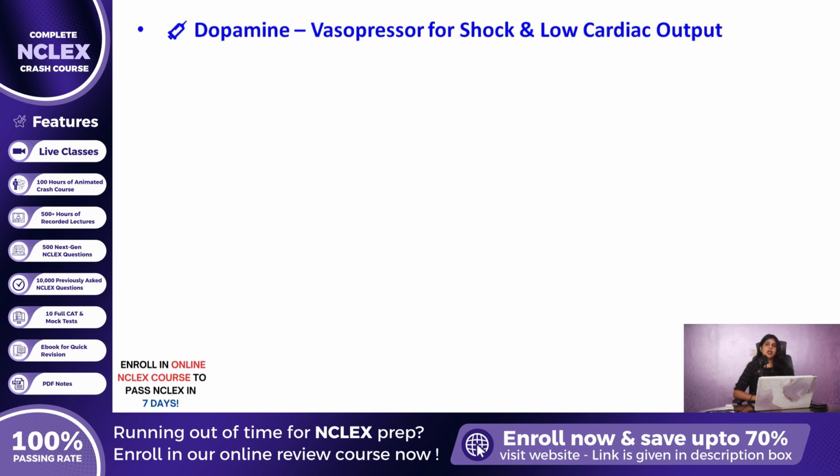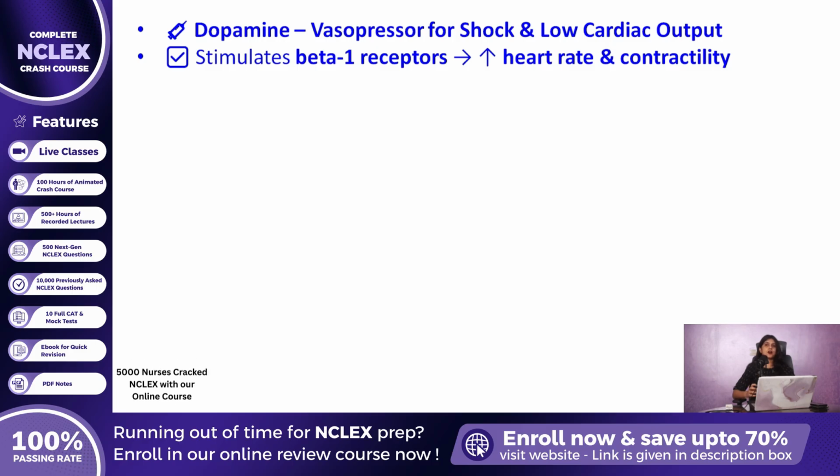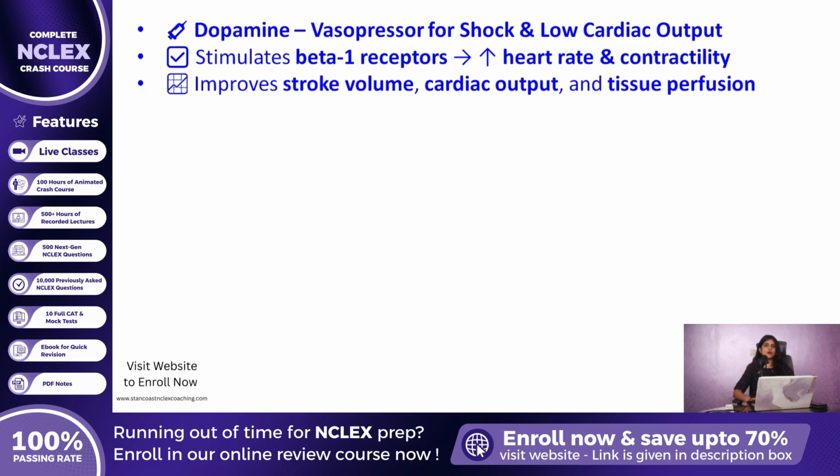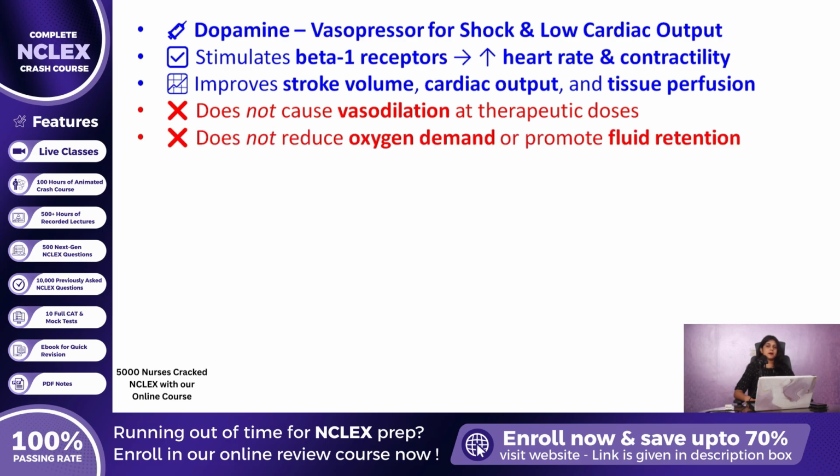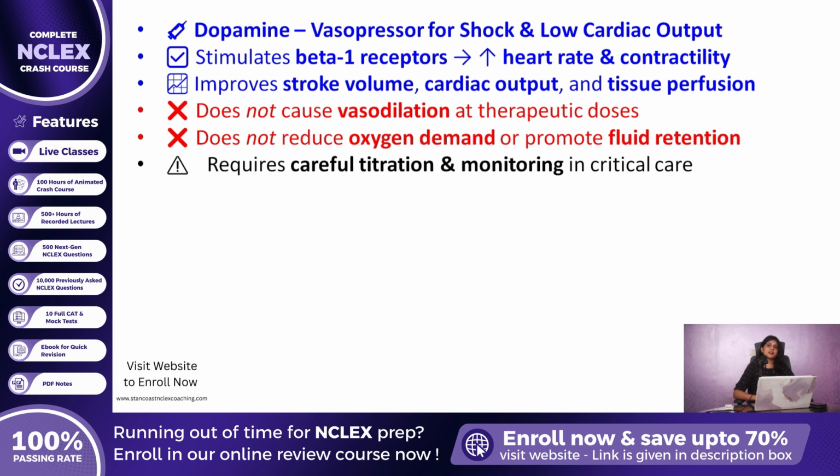Here is the rationale. Dopamine is a vasopressor used to treat hypotension, shock, and low cardiac output states. It stimulates beta-1 receptors to improve heart rate and contractility, thereby increasing stroke volume and overall cardiac output. This improves tissue perfusion and oxygenation. The other options do not reflect dopamine's primary action. It does not cause vasodilation at therapeutic doses, nor does it reduce oxygen demand or promote fluid retention. Its use must be carefully titrated and monitored in critical care settings for maximum effectiveness and safety.